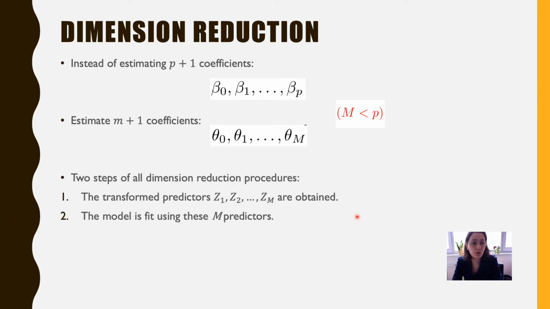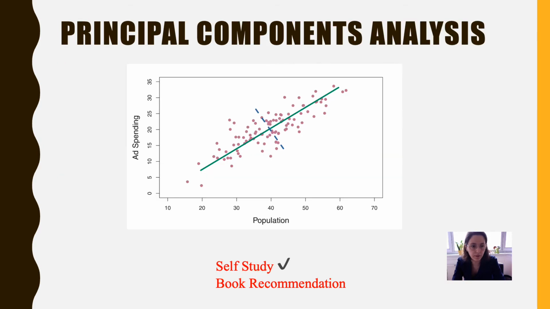Now we have two steps in all dimension reduction procedures. These are our main steps. The transformed predictors Z1 to Zm are obtained, and the model is fit using these M predictors. Okay, so how can we do that? What kind of methods can we use here?